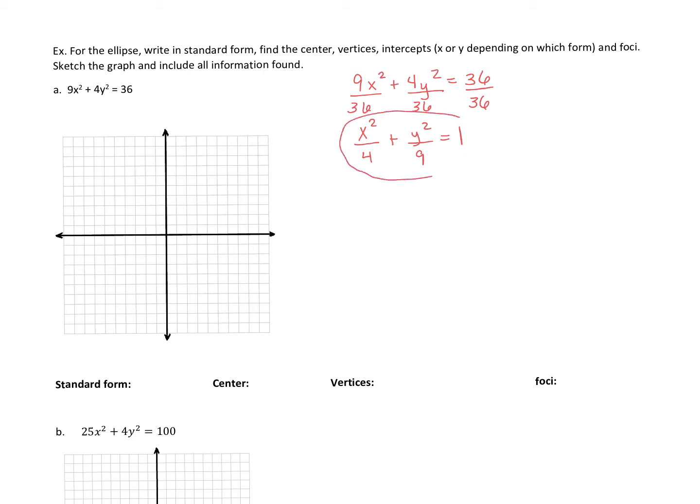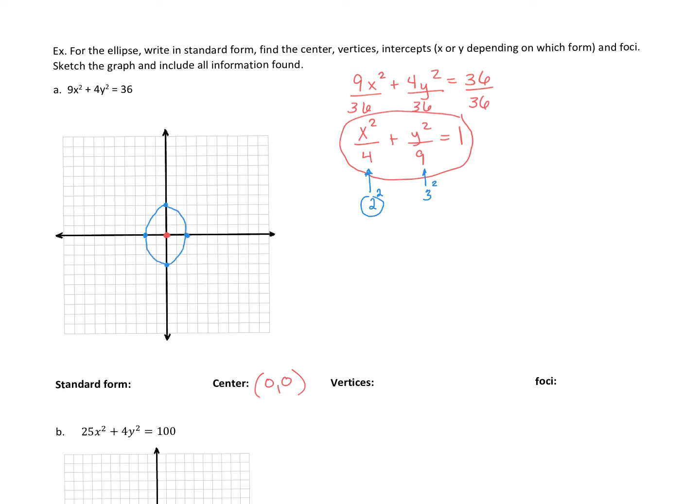So graphing an ellipse centered at the origin is pretty straightforward. We're going to mark our center, which is 0, 0. So we'll write that down here. Now notice that this underneath here is 2 squared, and this here is 3 squared. So in the x direction from the origin, I'm going to go 2 units, and in the y direction, I'm going to go 3 units. And then I can sketch my ellipse.